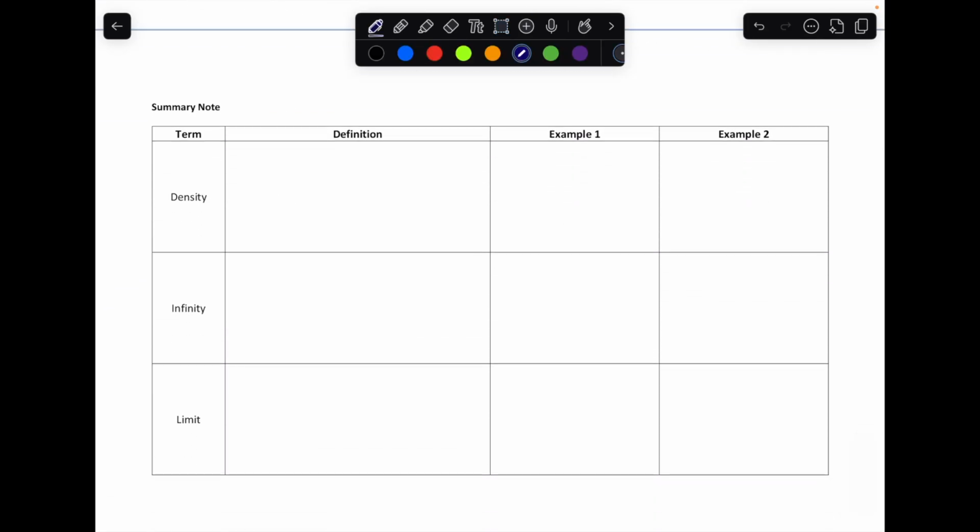When we look at the definition for density, we can define it as the space between numbers in a set. And here we see that if there's less space between, that will mean that there is going to be a greater density.